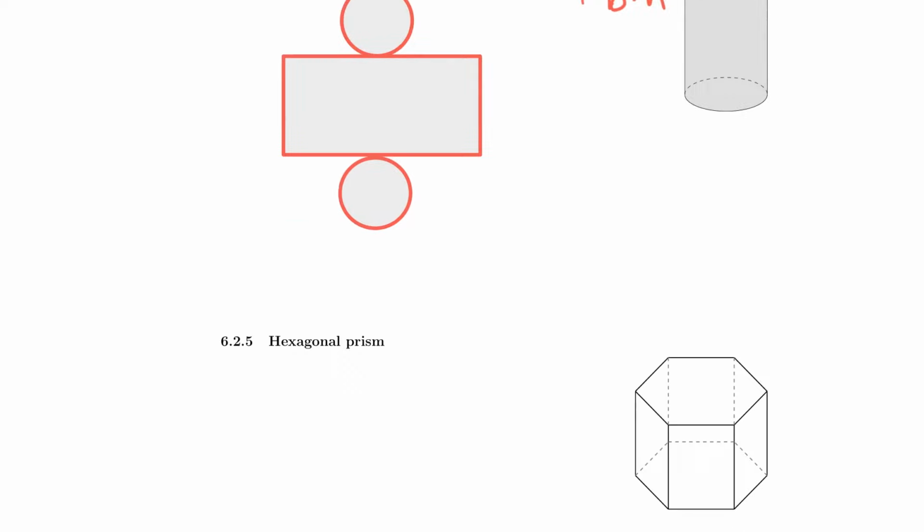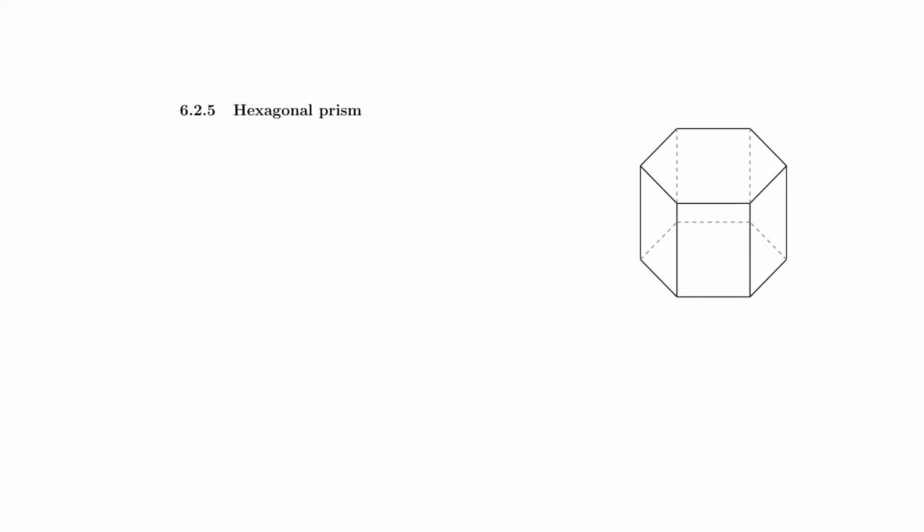Okay, so let's move on to the last shape, which is a hexagonal prism. Again, we know that a hexagonal prism is made out of 2 hexagons, one at the top and one at the bottom, and multiple rectangles join each side together. So how do we calculate the net area of the hexagonal prism?